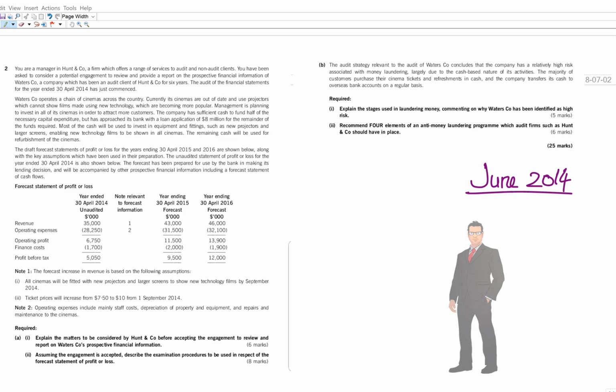Okay, explain the stages used in laundering money, commenting on why Waters Company has been identified as high risk. And the second requirement is asking to recommend four elements of an anti-money laundering program which audit firms such as Hunt and Co should have in place. These are the two requirements which we have to deal with.